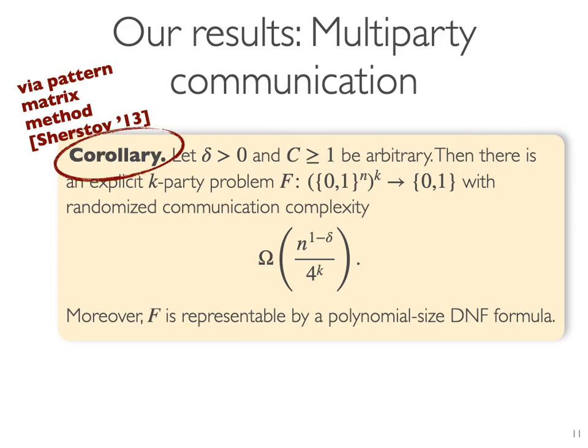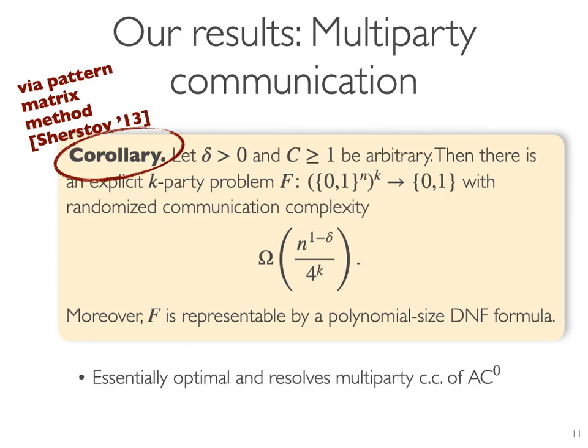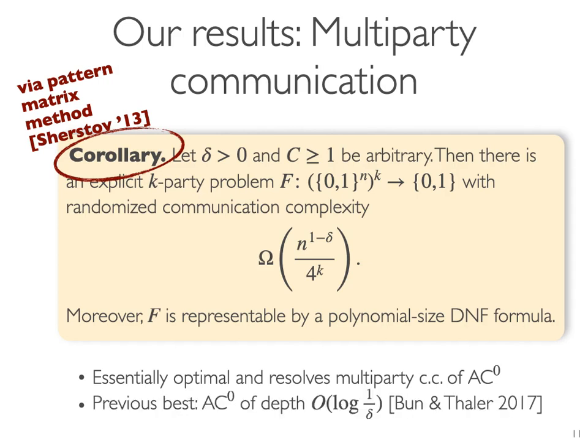We obtain this result as an immediate corollary to our main theorem on approximate degree. For this, we invoke the pattern matrix method, which transforms approximate degree lower bounds in a black box manner into communication lower bounds in various models. Our lower bound is essentially optimal and resolves the multi-party communication complexity of AC0. It shows that some of the simplest functions in AC0 already achieve essentially the maximum possible communication complexity. Prior to our work, the best construction was Bunn and Thaler's AC0 circuit of depth log 1 over delta.